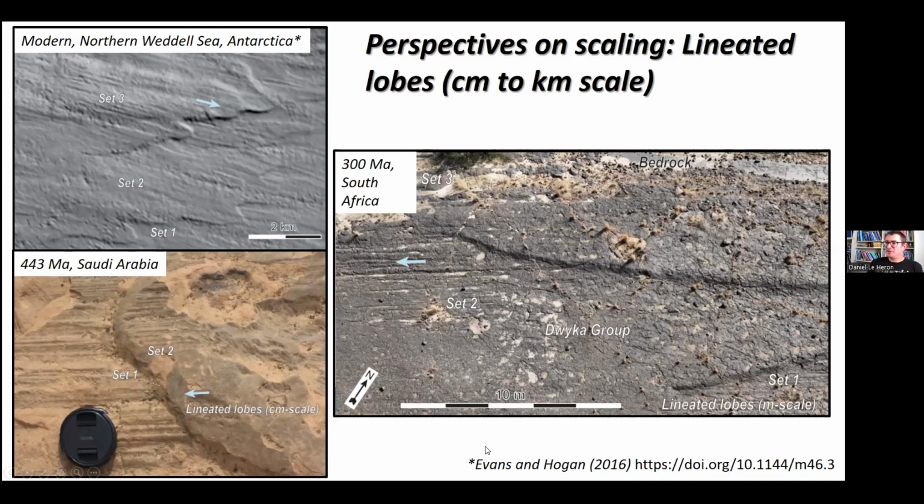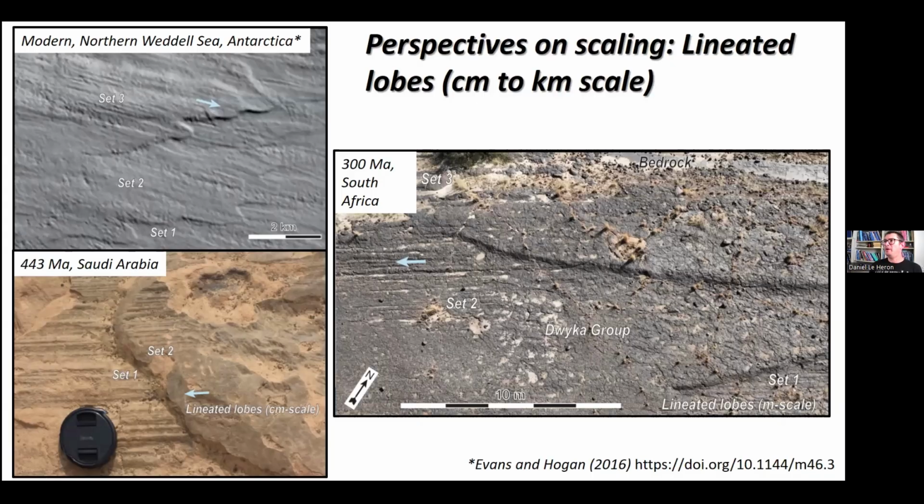An intermediate scale example, both in terms of the size of the structures and in terms of the age, comes from the example in South Africa I showed you from Harrisdale Farm that Ricardo has been working on intensively. And once again, one set of lineations overlain by another and topped by a third set on the top, like so.